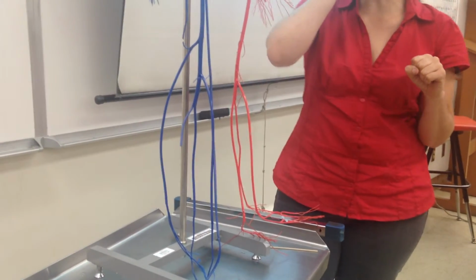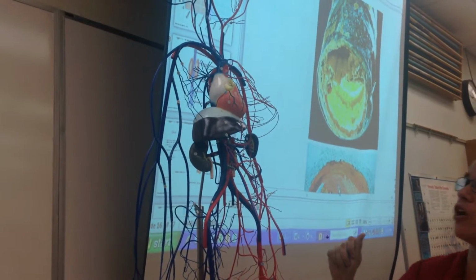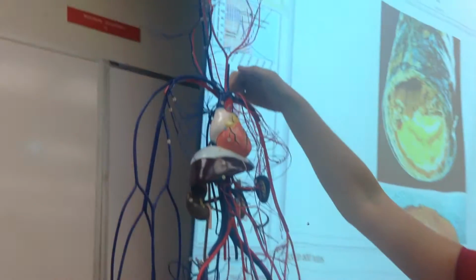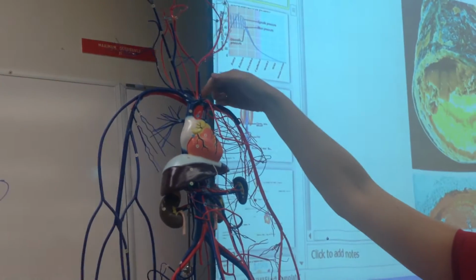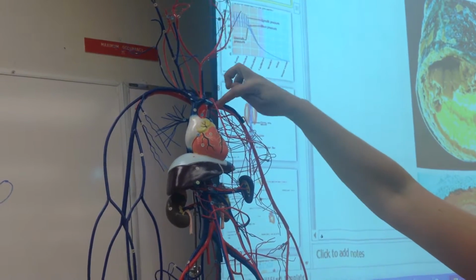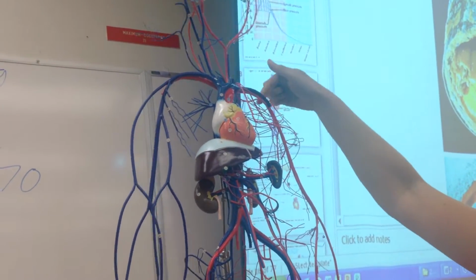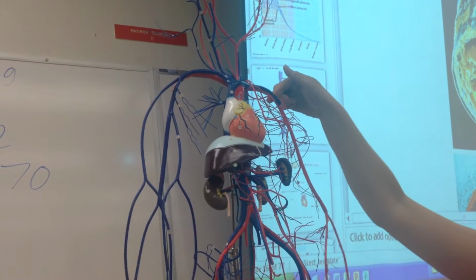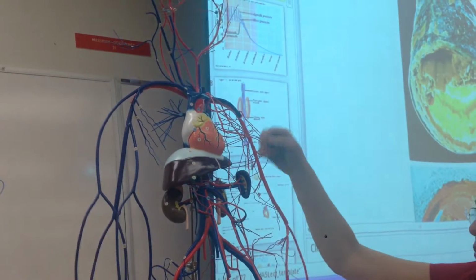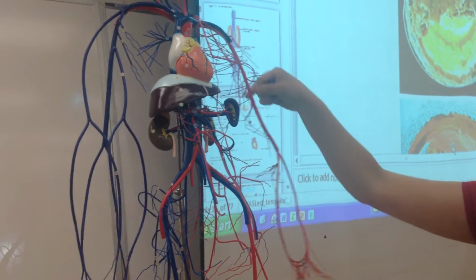All right, let's look at the arm right here. Let's still look at the artery bit right here. Okay, so this is the third branch off of the aortic arch. That's going to go underneath the clavicle, so that's the left subclavian. Then we get to the armpit, it's going to be the left axillary artery. Then we get here, it's going to be the brachial artery.